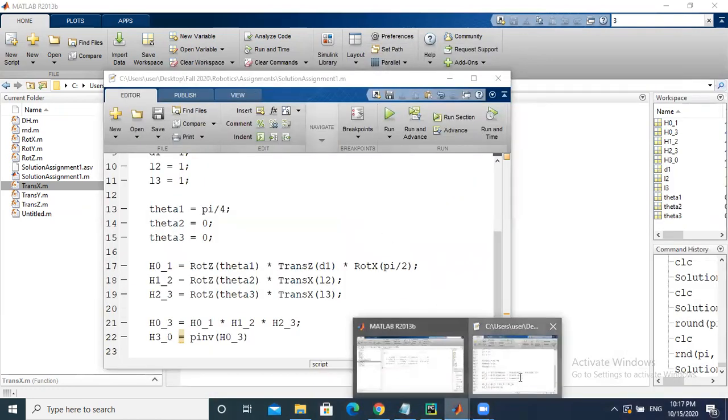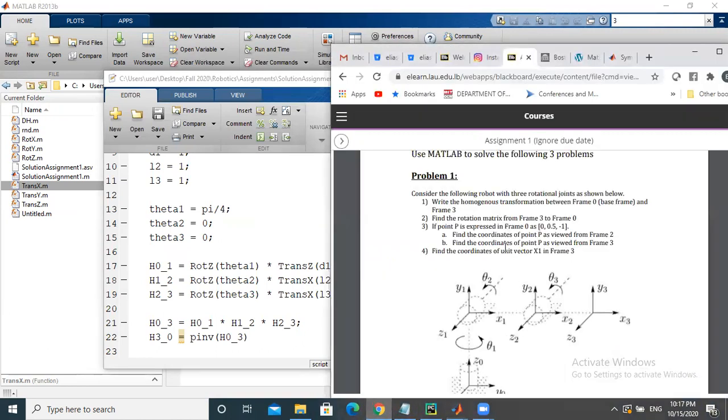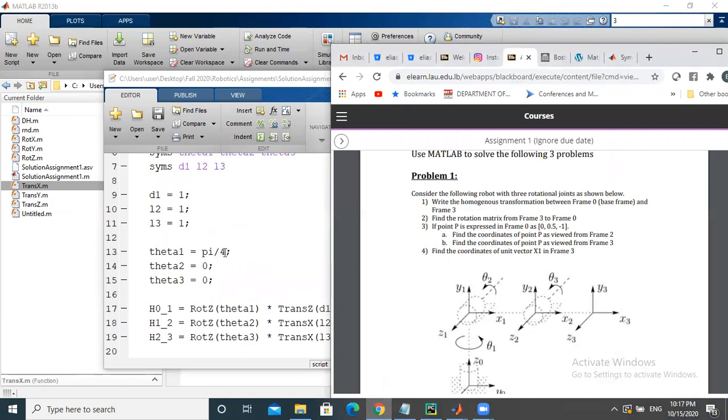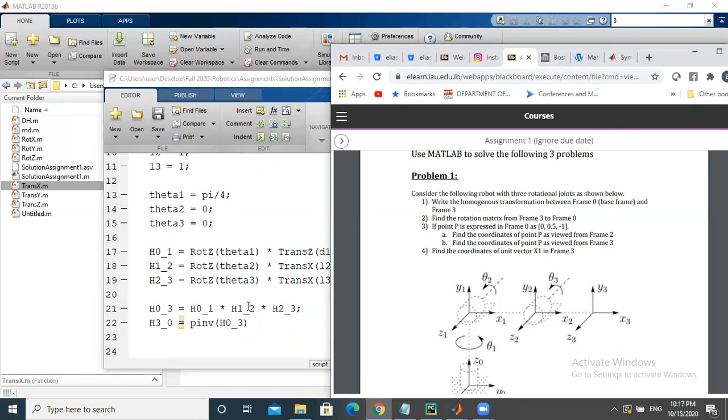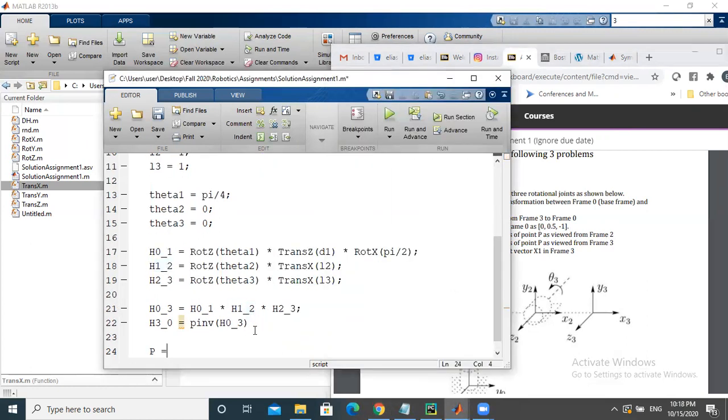But let us actually, okay, I'm going to use this. This is my geometry of the robot. If a point P is expressed in frame 0 as 0, 0.5 and -1, how can I find the coordinate of point P as viewed from frame 2? Okay, so let's write P is given to you as what? 0, right?